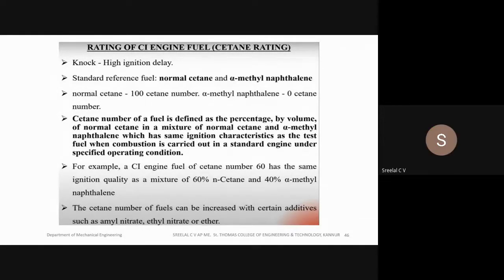So here, simply we can define it. For example, in a CI engine, a fuel of cetane number 60 means that the test fuel will have the same ignition quality as a mixture of 60 percent normal cetane and 40 percent alpha methyl naphthalene. Simply we can say like that. It is just a comparison. We will be keeping a standard reference fuel and giving cetane numbers of 0 and 100.